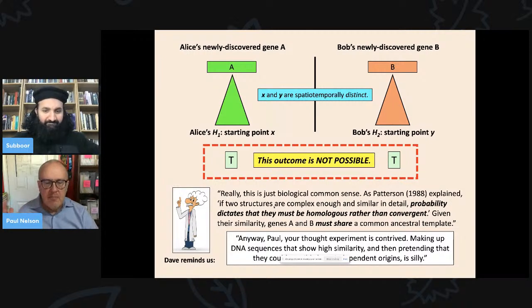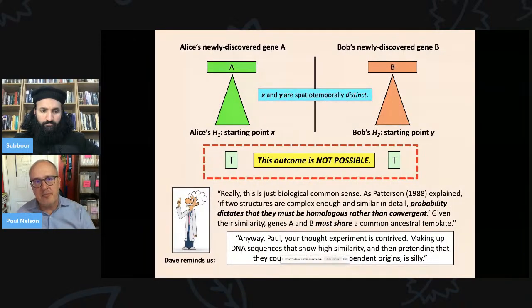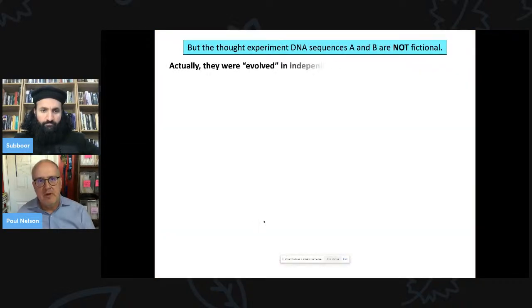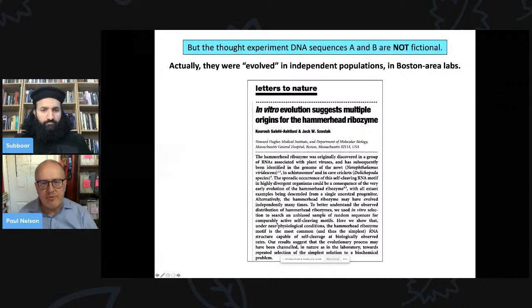And then he expresses some impatience with the whole thought experiment. It's contrived. Making up DNA sequences that show high similarity and pretending that they could possibly have independent origins is silly. Now, here's the twist in our thought experiment. The sequences that I showed you are not fictional. They were evolved in independent lab populations in Boston, in the lab of Jack Szostak. And this paper in Nature describes what they discovered. Remarkable paper published in 2001.